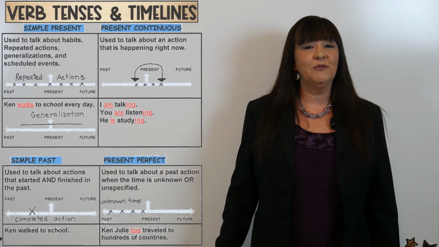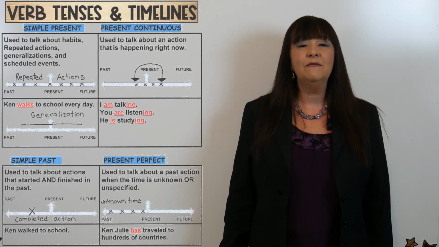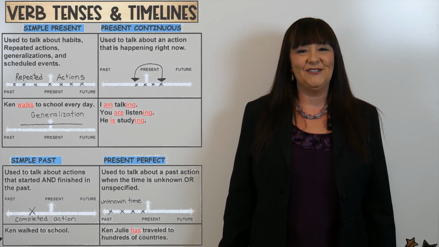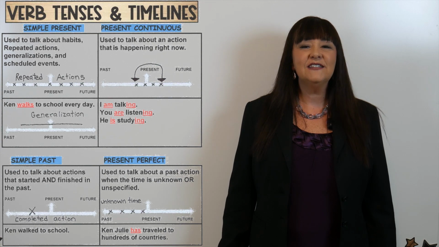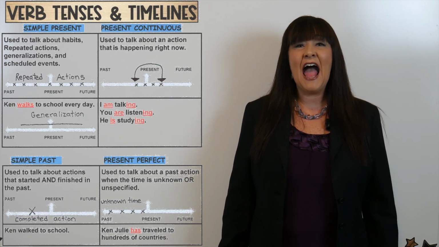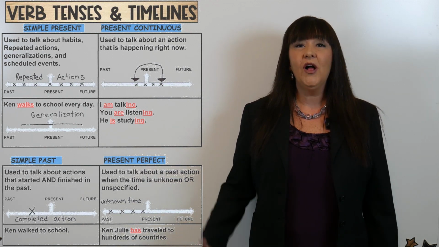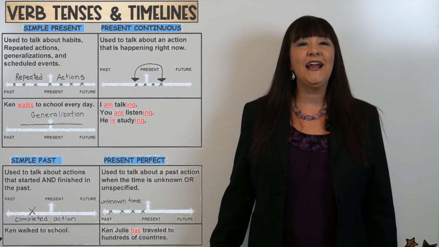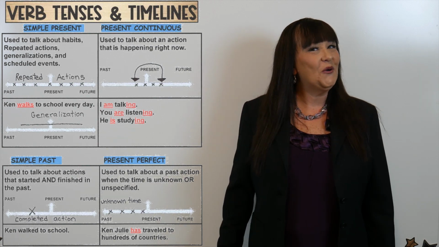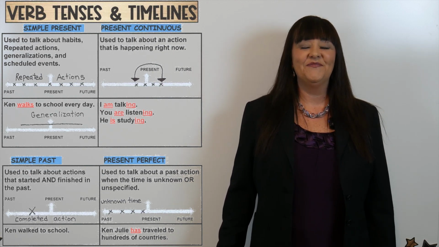The next verb tense is present continuous, or sometimes known as the progressive tense. This is the tense that talks about an action that is happening right now. For example, I am talking. You are listening. He is studying.